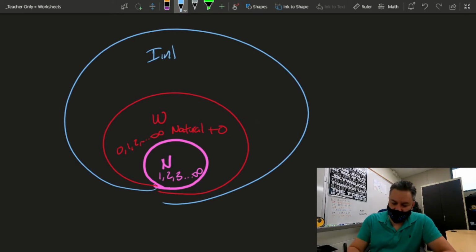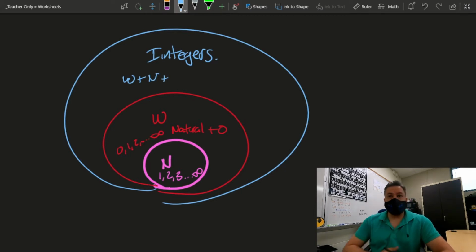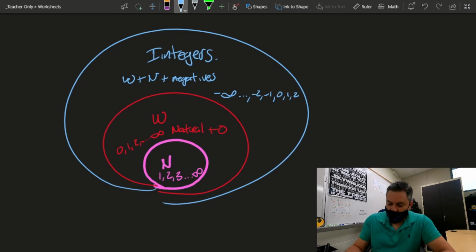After the whole numbers, we have integers. That, of course, is going to include all the whole numbers plus the natural numbers, plus what else do we include in this category? We're going to include all the negatives. So for example, you can go from negative infinity all the way to positive infinity. So far so good, right?